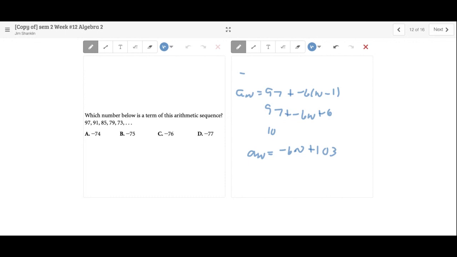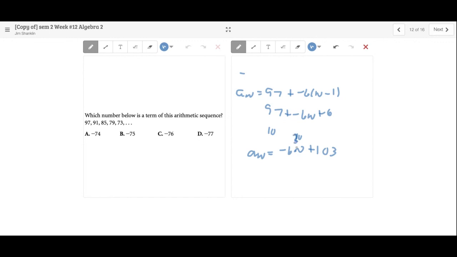And then it's like, all right, how do I know which value is going to be in there? So I thought about it a little bit and I thought, okay, what if I put 10 in here? That would give me negative 60 plus 103. That's going to be a positive answer. It's not going to work. So let's try 20. So if I put 20 in here, that would give me negative 120 plus 103. That's not even close to any one of these answers.